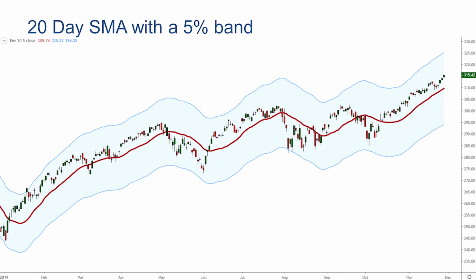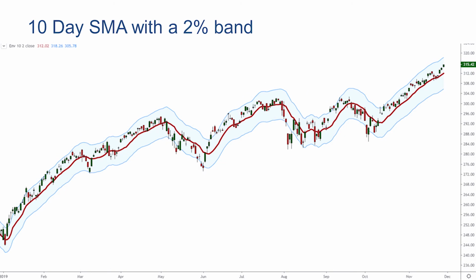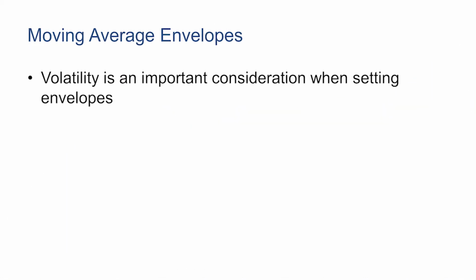And you can see rarely on this chart did the price touch the outer envelope 5% away, while when we did a 2% band in the earlier slide, you can see numerous times where the price was touching the 2% band. Each trader, depending on what you're trying to get out of the band, will use the settings to try to identify when there is that extreme price movement that touches the outer bands of that move. So volatility is that important consideration in all of this.